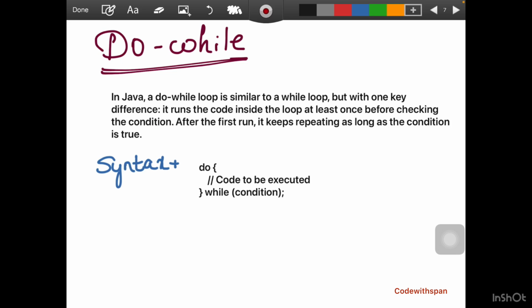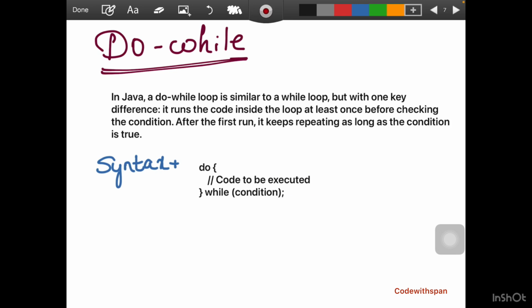That means the while loop and the do while loop are the same, but in the while loop, it first checks the condition. Only if the condition is true does it enter the block. But with the do while, it first executes the code and then checks the condition. If the condition is true, it keeps on repeating. If it is false, it comes out of the block. That is all about do while. First the code gets executed, then it checks the condition.